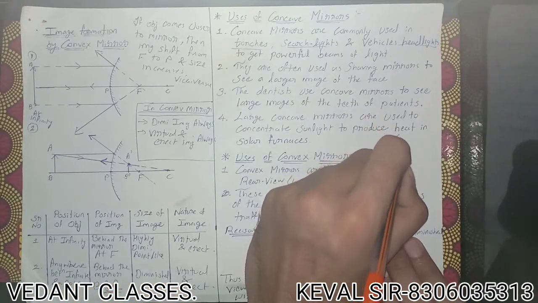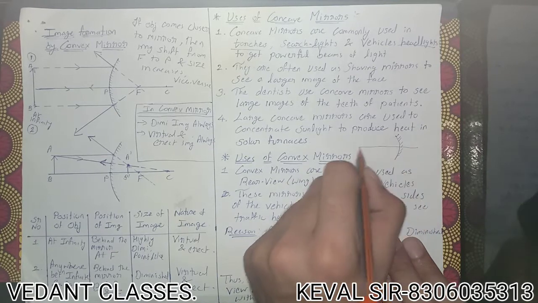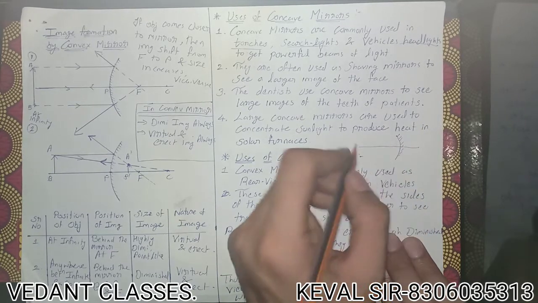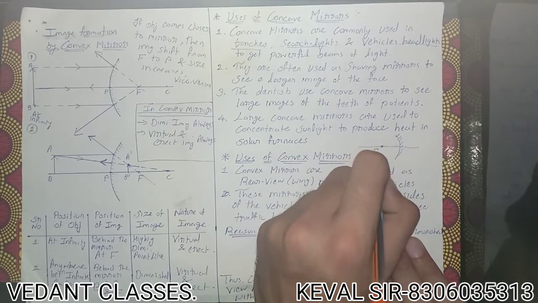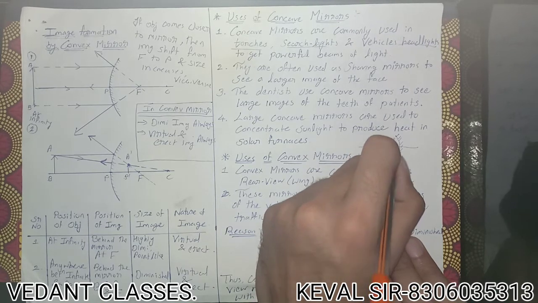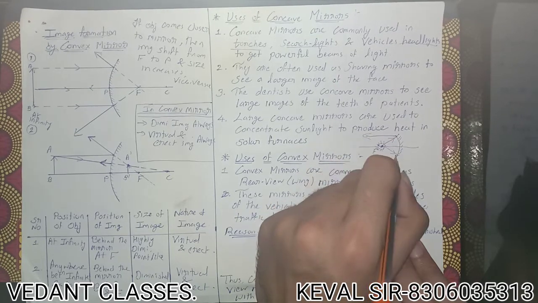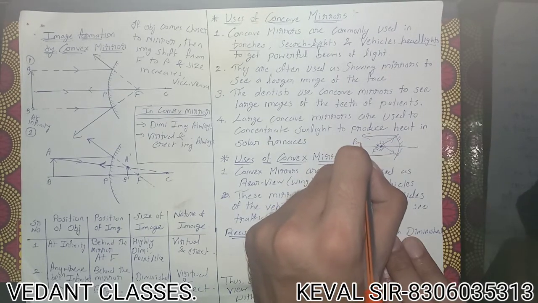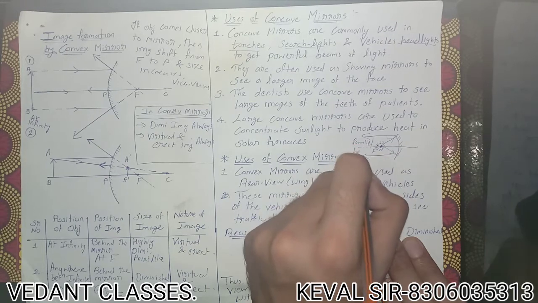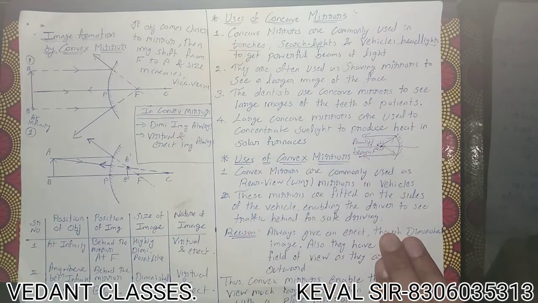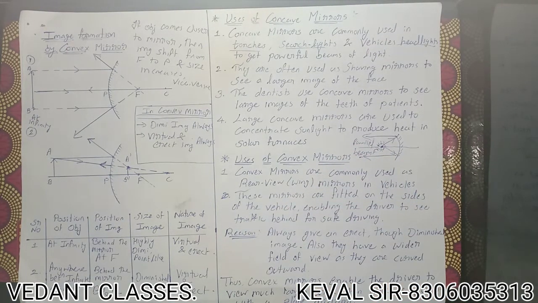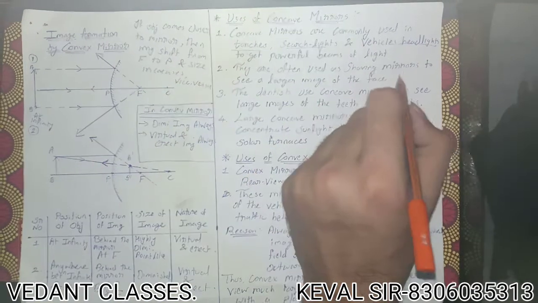Let's say we are having a concave mirror like this. So at F they will place a light. So the light rays will be incident on the mirror like this, and it will reflect back as a parallel beam. So this is the concept of using the concave mirror in torches, searchlights, and vehicle headlights. Okay, then they are used for shaving mirrors.